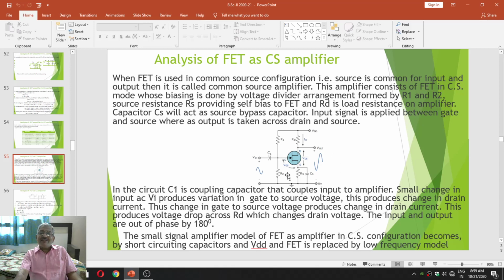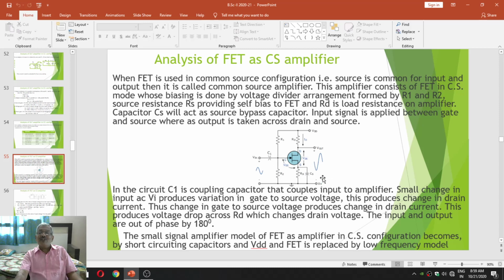To act as an amplifier, the FET is biased properly. In this case, a voltage divider biasing network is utilized to bias the FET and adjust its operating point in a proper region so that it acts as a faithful amplifier. Here the source resistance acts as the bypass resistor that provides a feedback to the input signal.